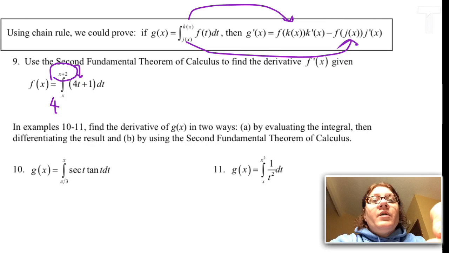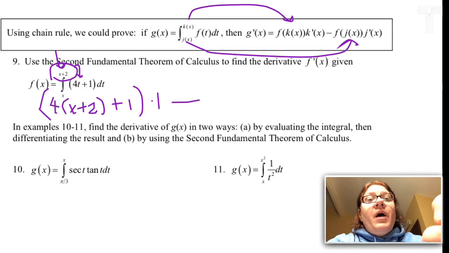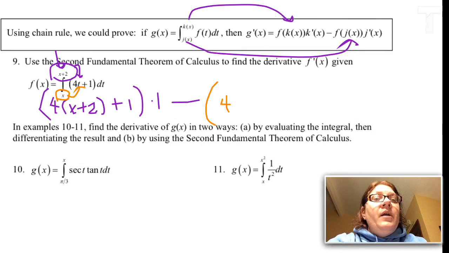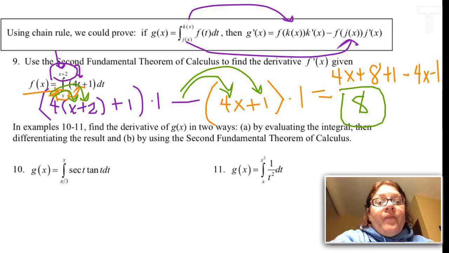So it'll look like 4 times x plus 2, and then plus the 1, and then times the derivative of this, but the derivative is just going to be 1, minus, and then I'm going to plug in the bottom expression. So it will be 4x plus 1 times the derivative of that expression, but the derivative of x is just 1. And so when I'm all done distributing and combining like terms, I just get 8.